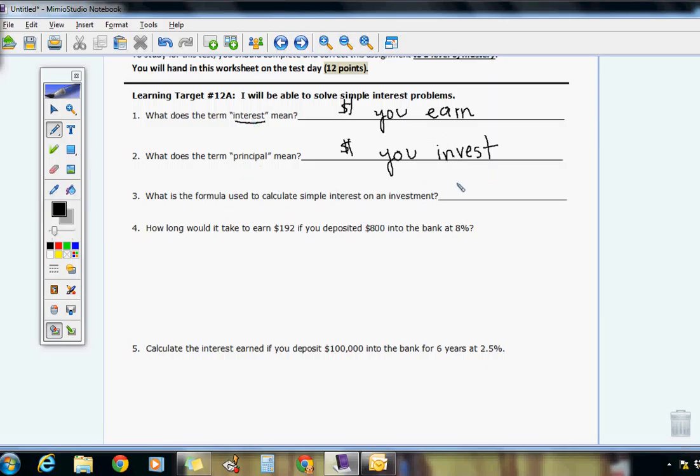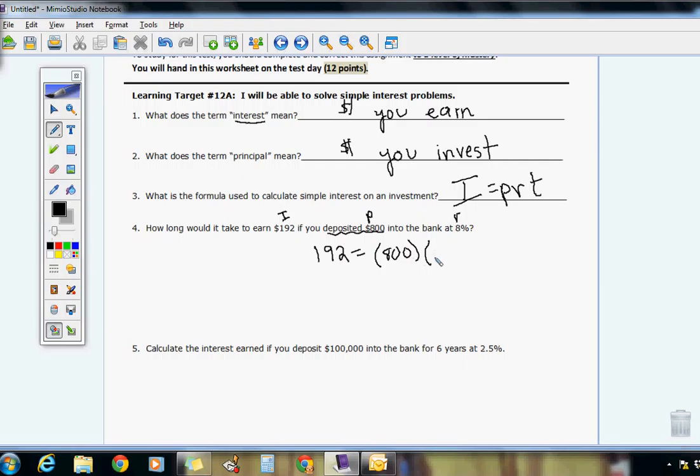So the formula used, as we know hopefully by now, is I, which stands for interest, equals principal times rate times time. So this question here, how long would it take for you to earn 192? I immediately know that's the interest. If you deposited, that's another word for putting into the bank, so that's P. And the rate is 8%. So if we use our formula, we have 192 on the left side. The principal is 800. The rate is 8%.